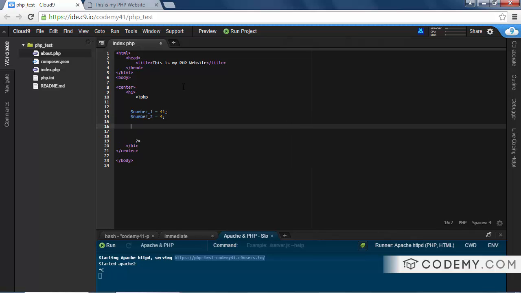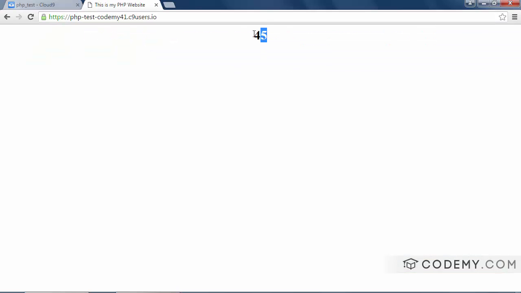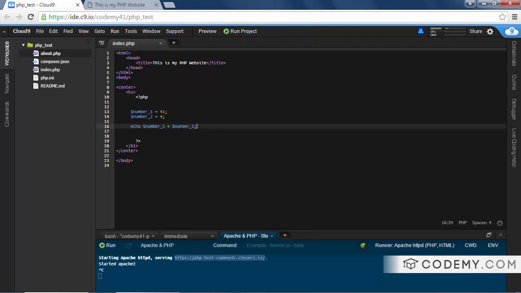So anytime you want to do math on variables, you have several different options, basic operators we call them. Basically we're talking about addition, subtraction, multiplication, division, and things like that. PHP handles math in a very basic, simple way, just like you would think. So if we wanted to add these, let's go echo number 1 plus number 2. We save this, hit reload, we should get 45, right? So we're just adding these two guys.